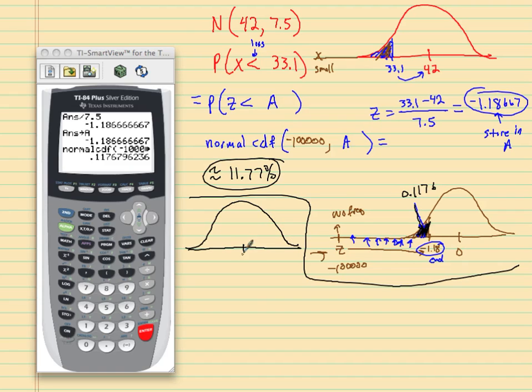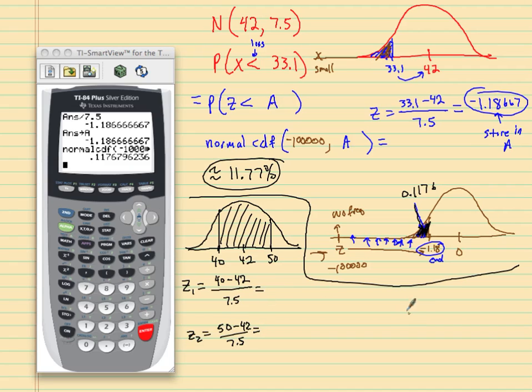Okay, and the last one we'll do is the trickiest way to use with the chart. Let's find the percent that'll be between 40 and 50. So I'm finding that shaded region. The first thing we want to do is standardize. So Z1 equals 40 minus 42 divided by 7.5. We want to find Z2, which is 50 minus 42 divided by 7.5. We want to find both of these numbers, and we're actually finding the area on a z-curve.